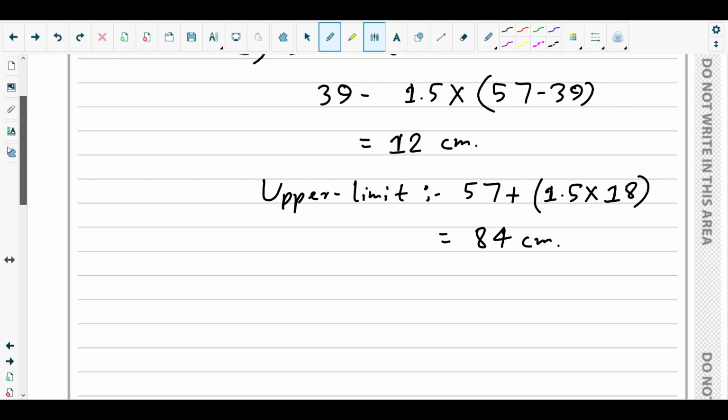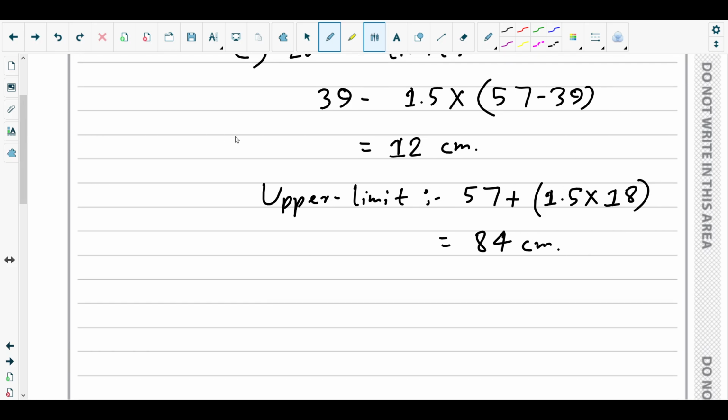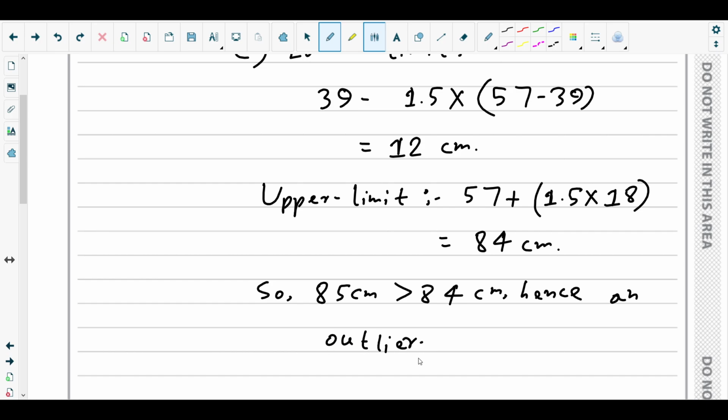So there are no data less than 12, right? But there is a data value that is 85 centimeter. It's greater than 84 centimeter. Hence, this is an outlier. Done.